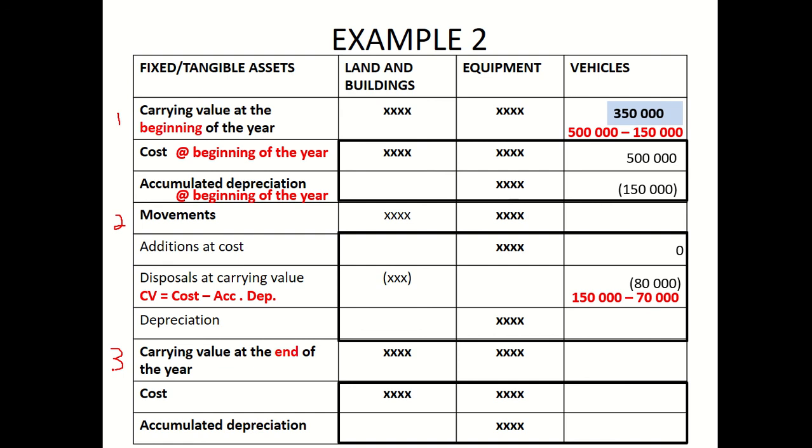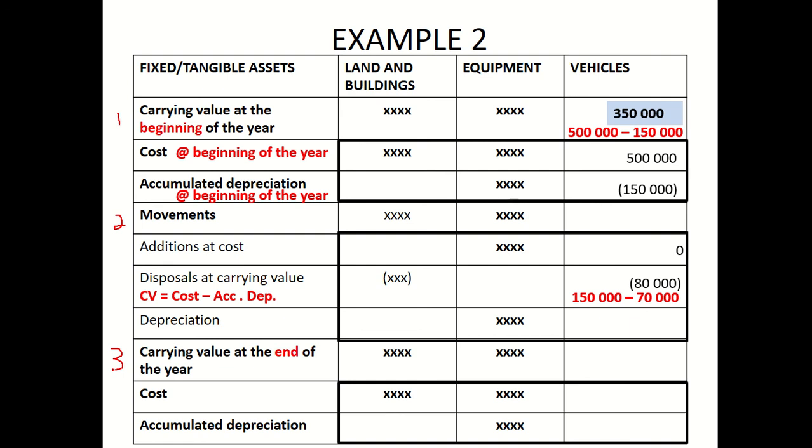Depreciation on vehicles. Before we get to depreciation on vehicles, I also need to specify this. Disposals is a loss. It means that we are losing the asset. That is why disposals at carrying value is in brackets. It's a minus. We're losing the asset. Depreciation, I said it is the cost of using the asset. We can therefore conclude that it will also be in brackets.